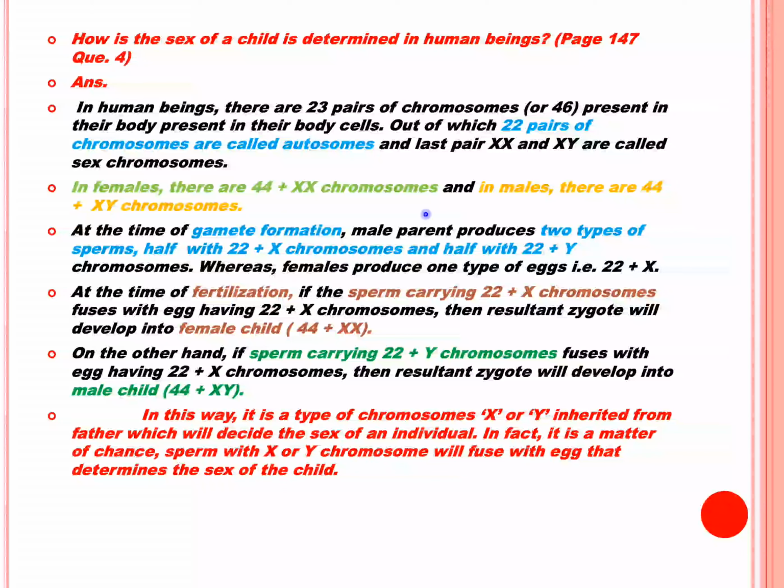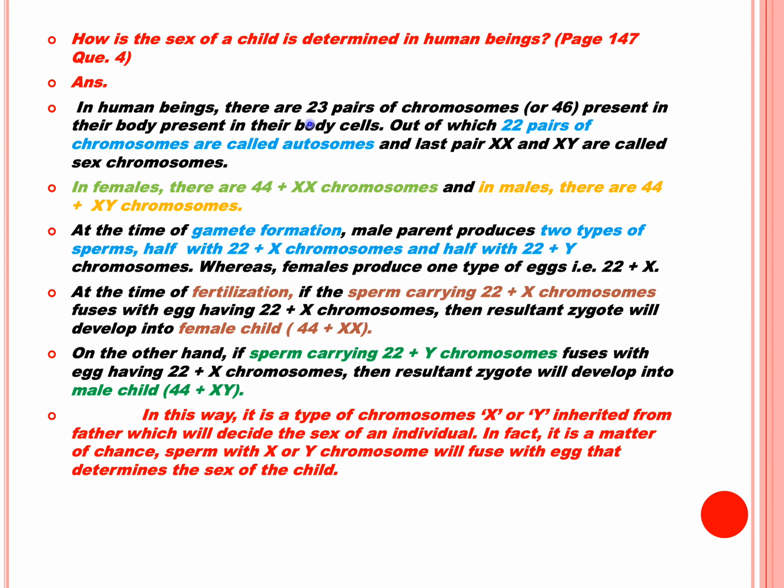So let us see what we have learned in sex determination of human beings. This is also asked as a blueprint question of your NCERT science textbook on page number 147. How is the sex of the child determined in human beings?